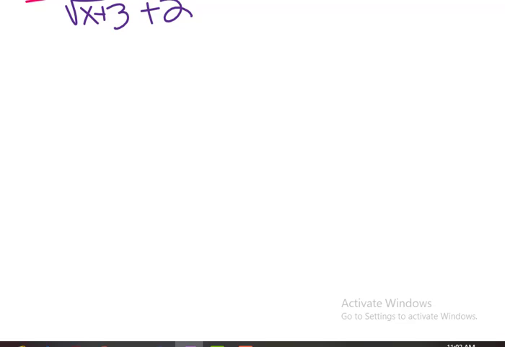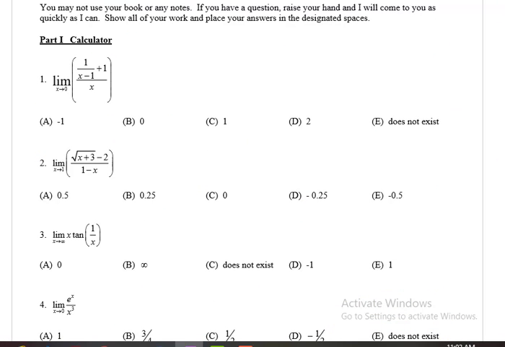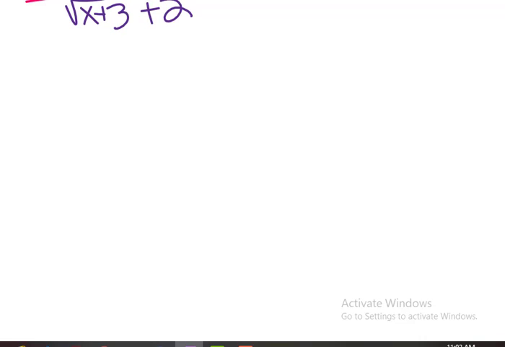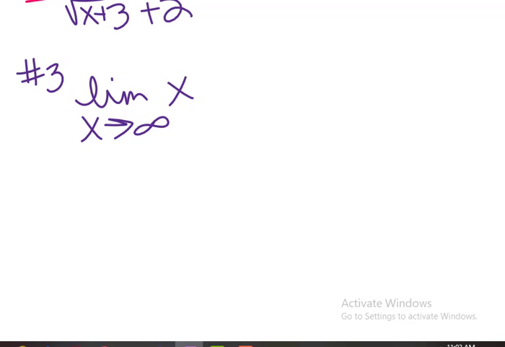Let's see, what did we have for number 3? Oh, the limit as x approaches infinity of x times the tangent of 1 over x.